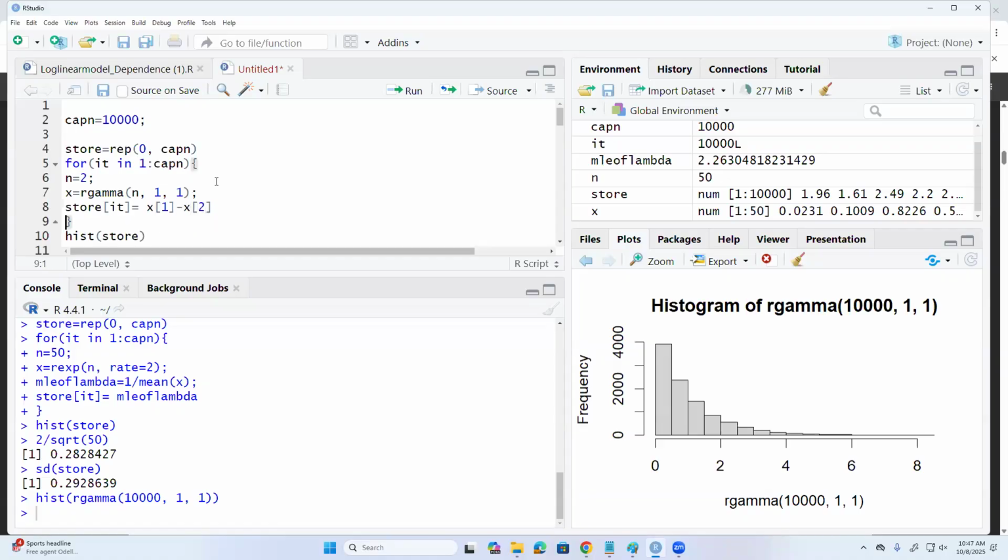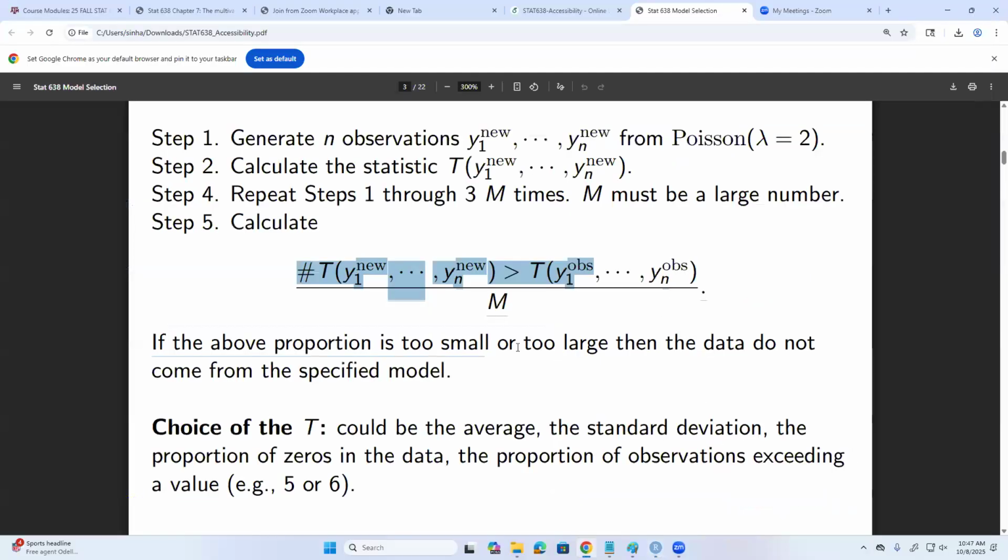What we are looking at here is the proportion of times your simulated statistic is larger than the observed data statistic. So essentially you are looking at the difference, right? You can write it as the difference of T based on the new observation minus T based on the original observation, and that difference being greater than 0. That is what you are looking at.